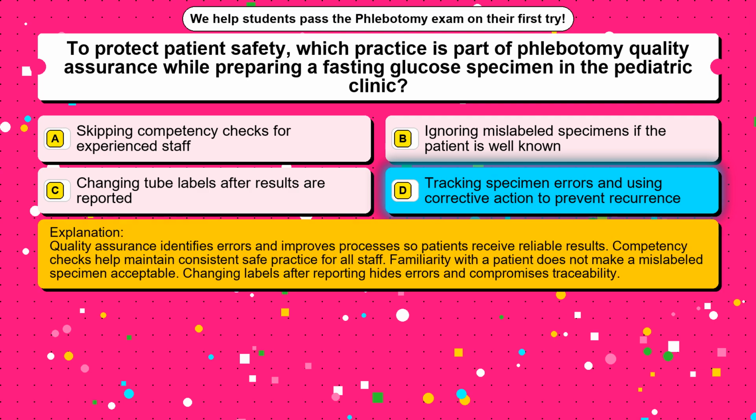Quality assurance identifies errors and improves processes so patients receive reliable results. Competency checks help maintain consistent safe practice for all staff. Familiarity with a patient does not make a mislabeled specimen acceptable. Changing labels after reporting hides errors and compromises traceability.